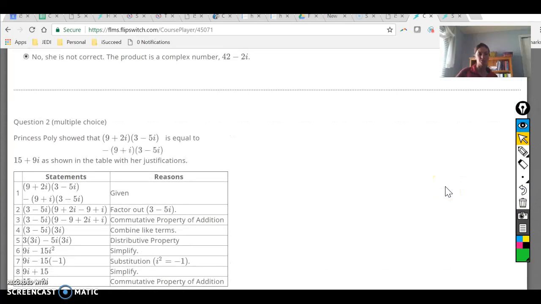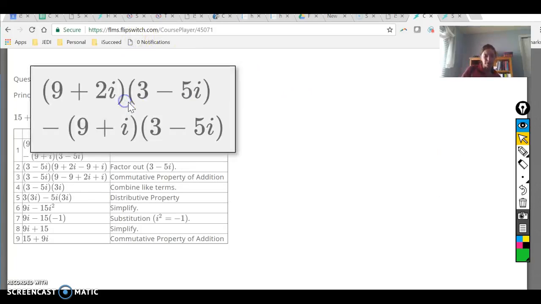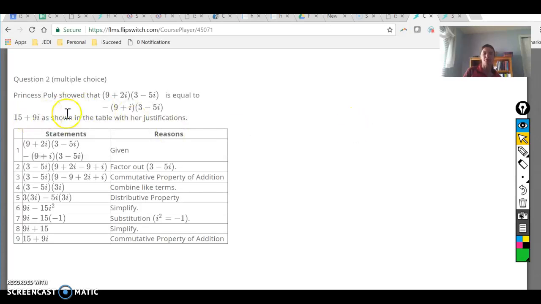Okay, question 2. Oh boy. Princess Polly showed that 9 plus 2i times the quantity 3 minus 5i minus 9 plus i times the quantity 3 plus 5i is equal to 15 plus 9i. Okay, so this is all one expression. It's these two terms multiplied together, and then subtracting these two terms multiplied together.